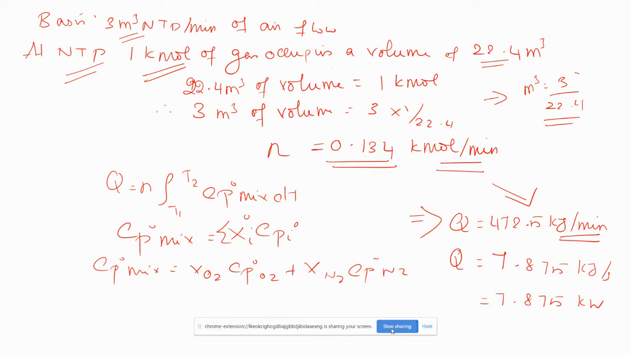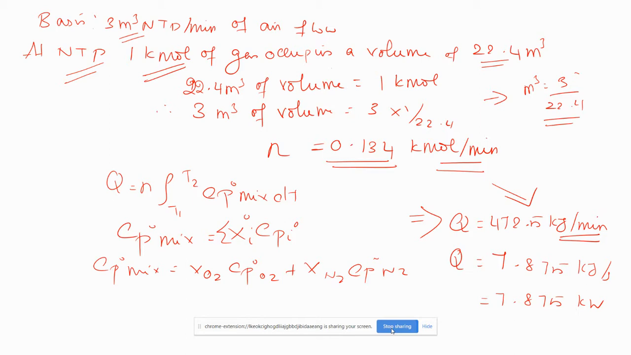So here only one mean molar heat capacity data is given. So the formula is Q is equal to N into Cp naught M into (T minus T0). If there are two values, then it is N into Cp naught M2 into (T2 minus T0) minus Cp naught M1 into (T1 minus T0). But here only one is given, so you will have Q is equal to N into Cp naught M into (T minus T0).